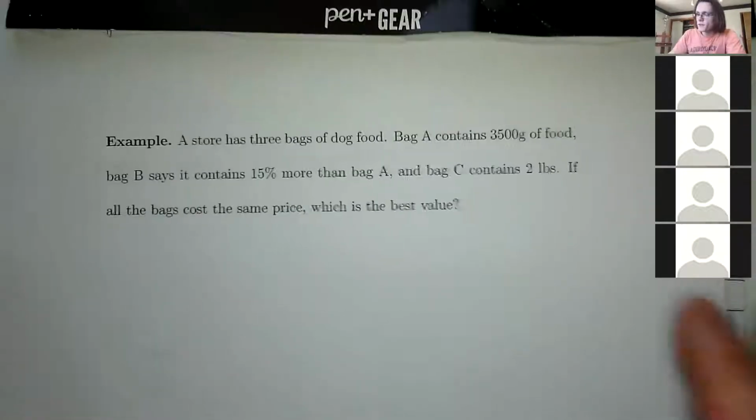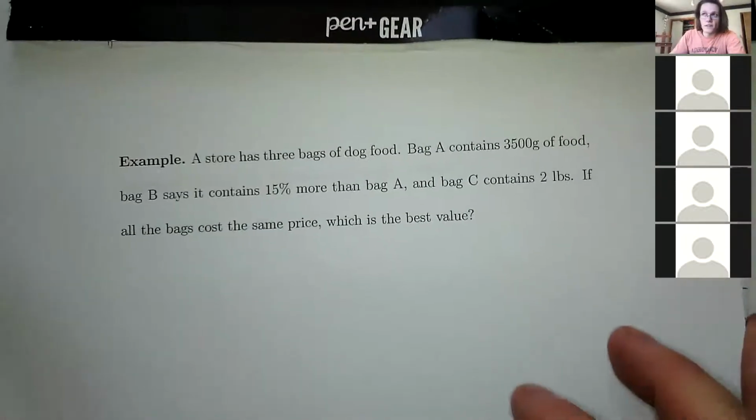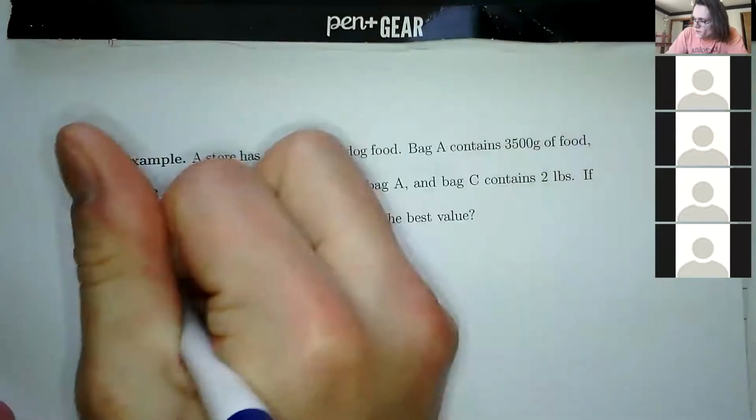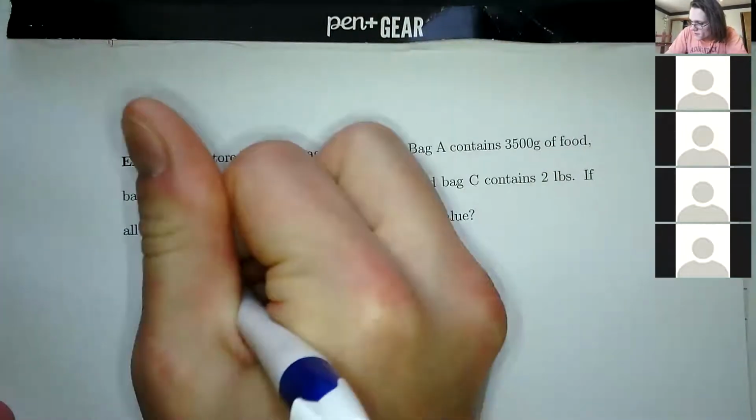But if that's not clear, we can also do it with the factor label method. So 3,500, and this is grams.